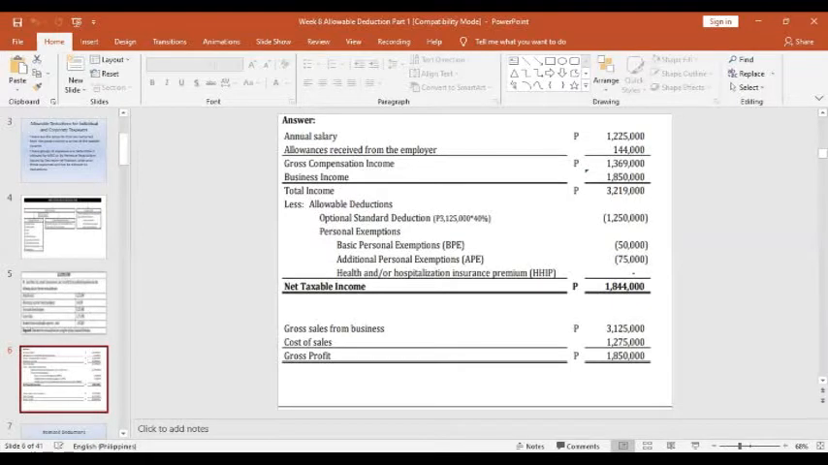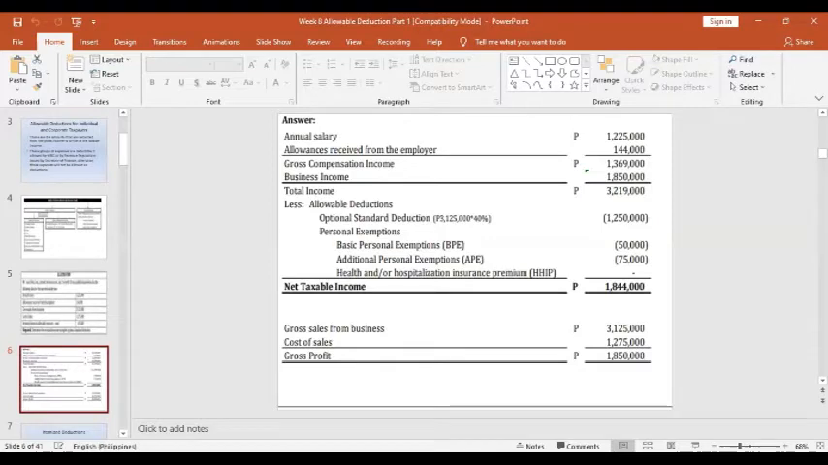Okay, so therefore that is the business income. It's 1,850,000. So the total income of Mr. Juan de la Cruz with the mix of the compensation and the business, that is 3,219,000. And less the allowable deduction using the optional standard deduction, which is the 40% of the gross income from the business. Do not be confused, because in our previous discussion, the OSD is applied to the gross income on the business, not on the individuals. So you cannot combine the compensation and the business income. Only the gross sale from the business, which is the 3,125,000 times 40%, that's 1,250,000. So that will be the optional standard deduction.